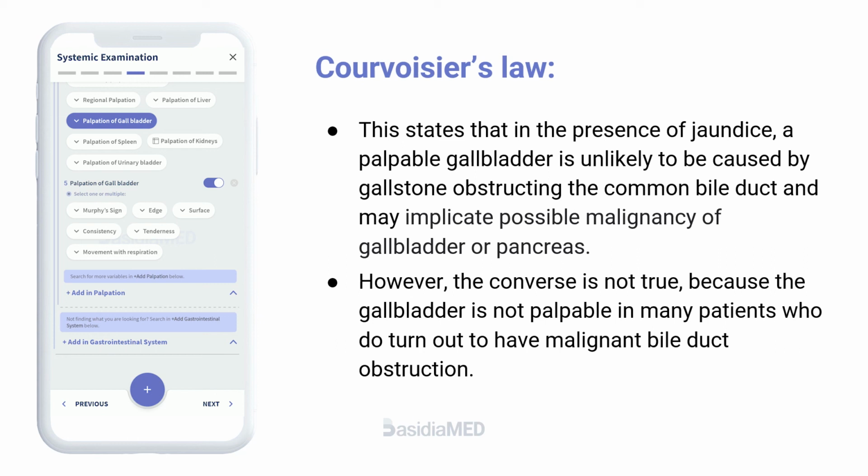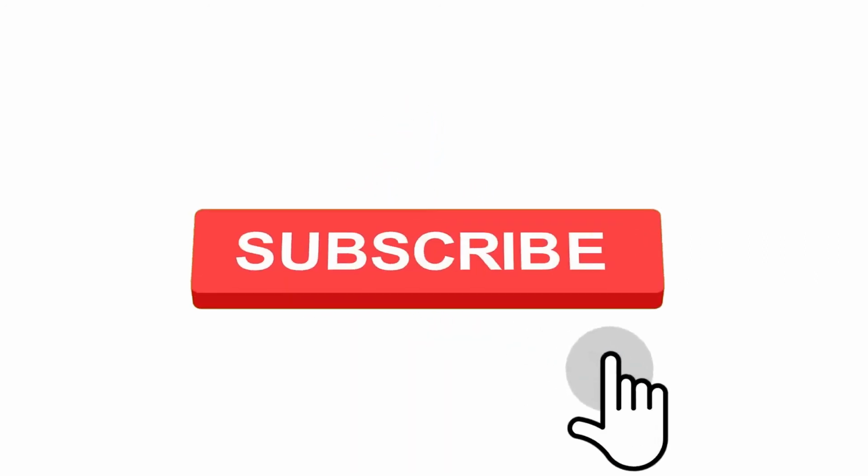This is because it is likely that the patient will have had gallbladder stones for some time, and these will have rendered the wall of the gallbladder relatively fibrotic and therefore non-distensible. However, the converse is not true because the gallbladder is not palpable in many patients who do turn out to have malignant bile duct obstruction.